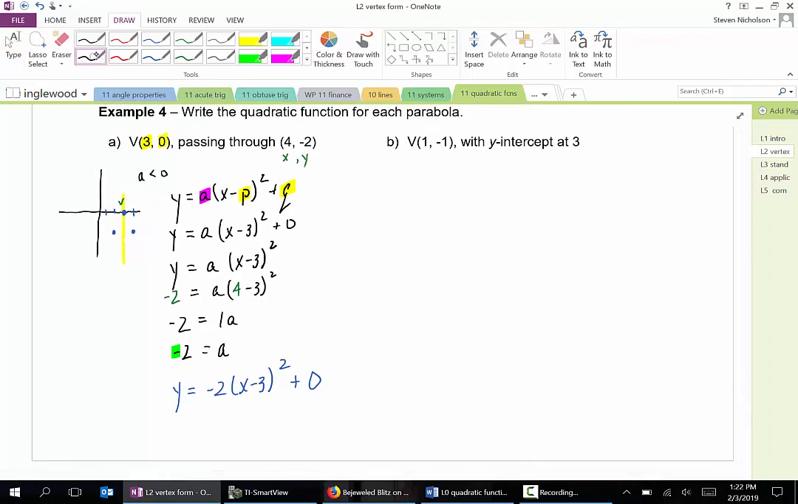Okay, one last one. Quick little sketch. Here's my vertex at 1, negative 1, and we have a y-intercept at 3. So 1, 2, 3. There's my y-intercept. Again, my axis of symmetry is right there, which means I have a matching point at 2, 3. And when I look at that, what I see is the parabola is opening up. So a is going to be a positive number.